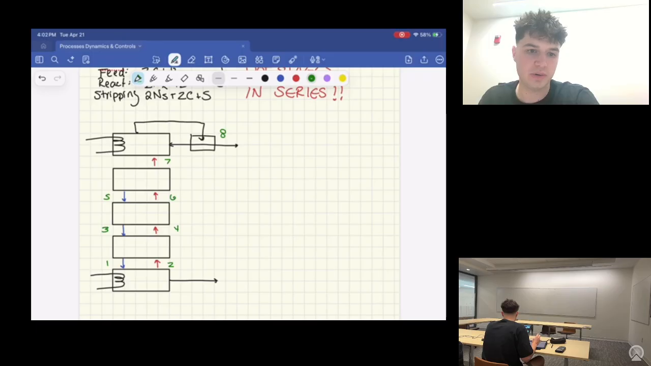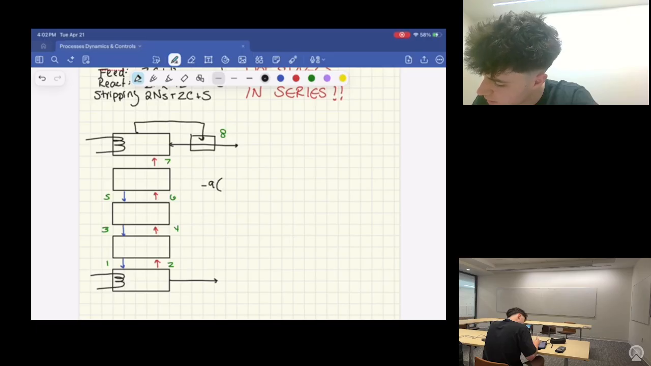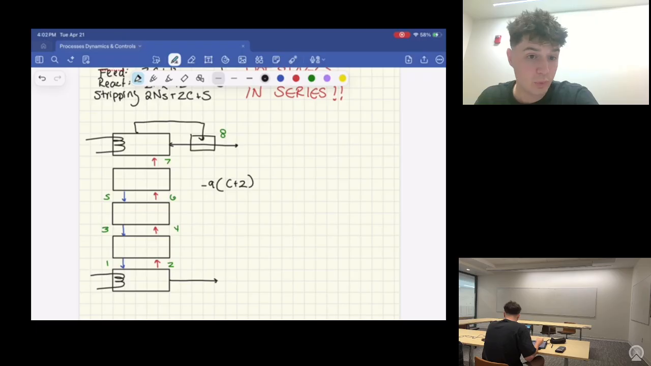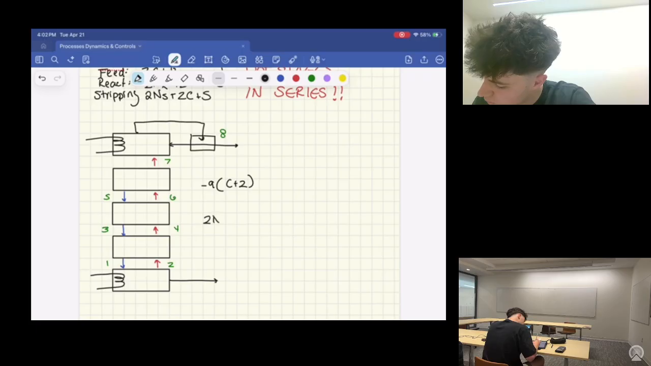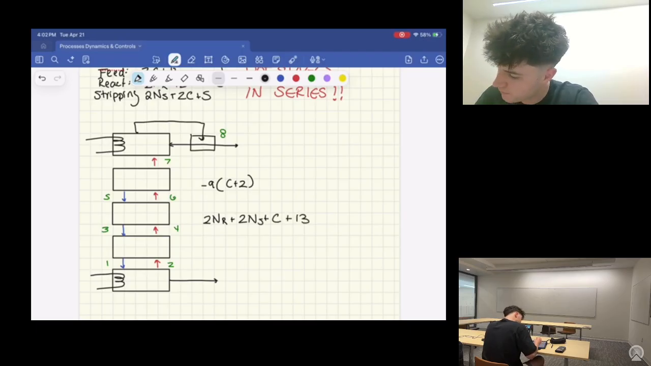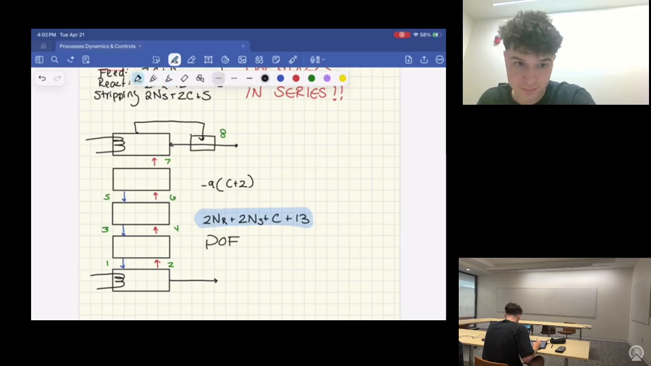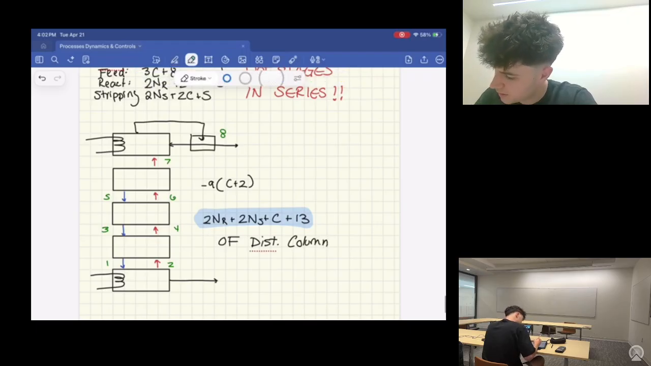When doing the degrees of freedom analysis for this, it is pretty simple. You count it up. Okay, well, we have minus 9 times our C plus 2, which we are then going to add into this previous equation. So you have 2NR plus 2NS plus C plus 13. And this equation is the degrees of freedom for the distillation column. Make this a little bit nicer.